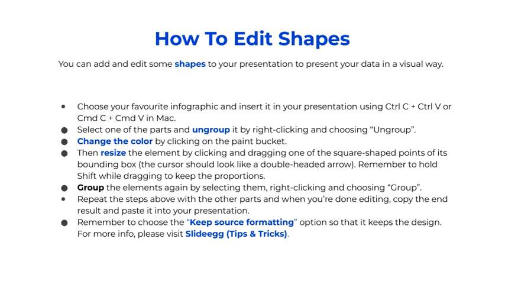After editing, you can group the elements back together. Select all the parts you want to group, right-click, and choose Group. This makes it easier to move or resize the infographic as a whole later on. Repeat these steps for other parts of your infographic until you're satisfied with the design.